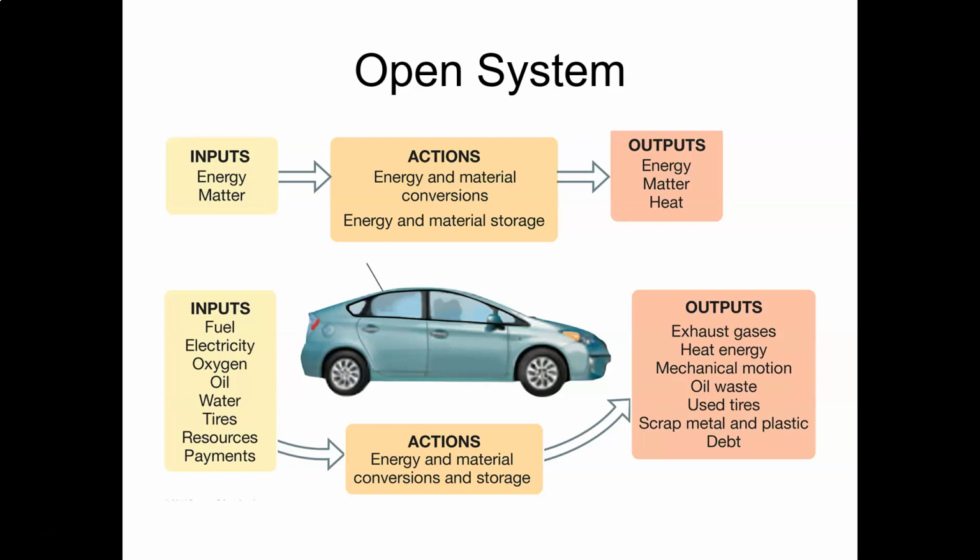So we have both gasoline and electricity that are inputs here. We have some other inputs as well. And then action. The gasoline and electricity are energy, and their conversion results in outputs, that is movement, heat, gases, used tires. Try and get rid of a used tire. Anyway, it's an open system. Inputs, actions, outputs. The car itself is a system.